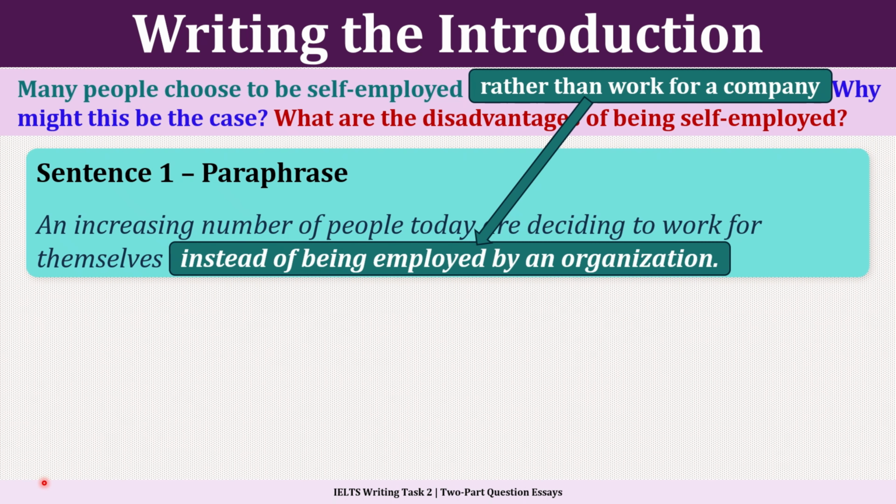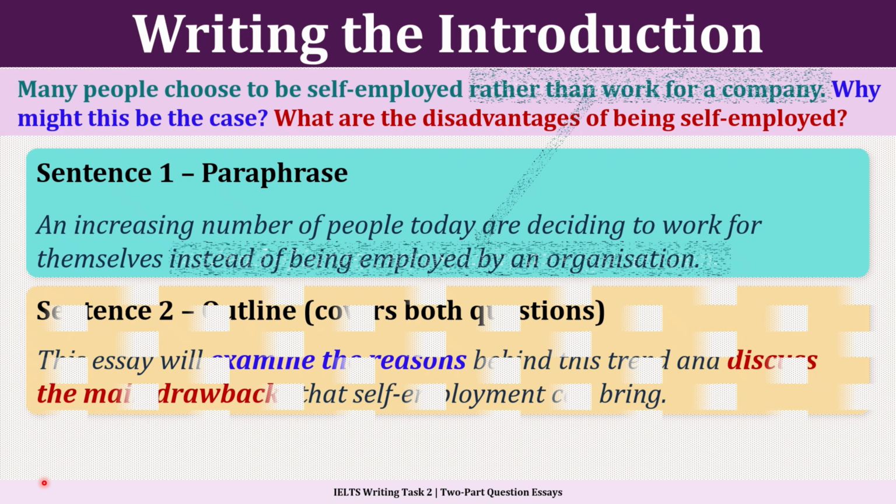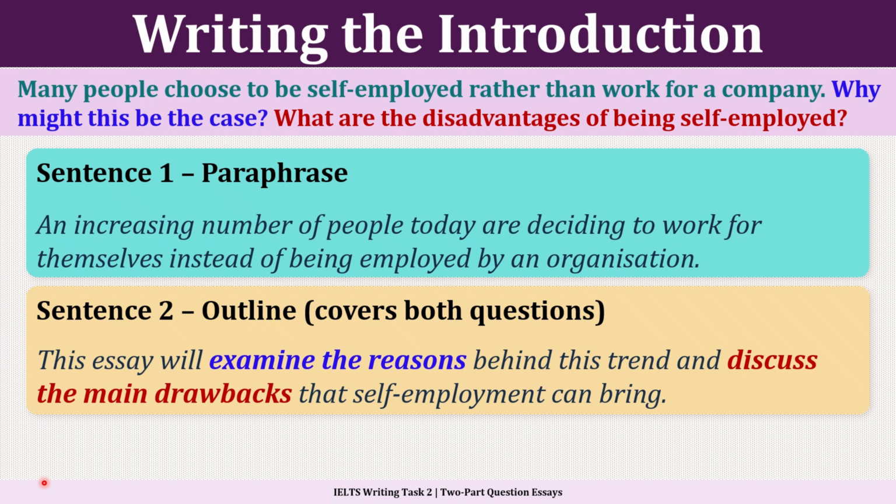Next comes the outline sentence, which signals both questions. This essay will examine the reasons behind this trend and discuss the main drawbacks that self-employment can bring. Here, the reasons refer to the first question, and the main drawbacks refers to the second. In just one sentence, we have clearly indicated that both questions will be answered.